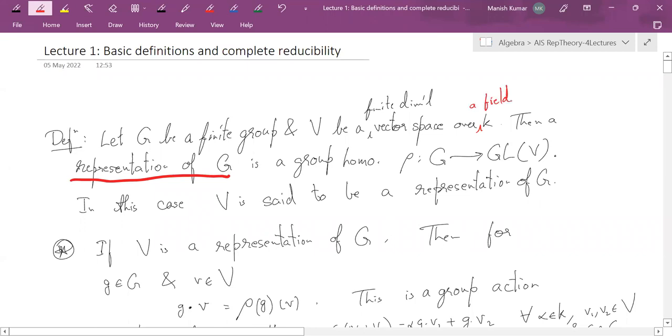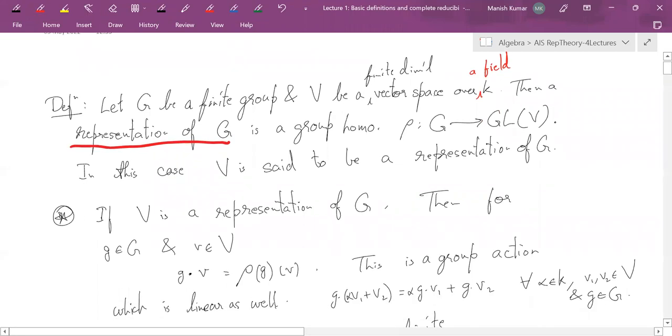Over a field K. Okay, then a representation of G is a group homomorphism. So you can think of it as a group homomorphism from G to GL(V). So what is GL(V)? GL(V) is the set of linear maps from V to itself. Yeah. So I'm assuming you know some group theory and some linear algebra. But if you have some questions about the notation as well, feel free to ask. Yeah, so these are all the linear transformations of the vector space V which are invertible. Yeah, so if V is an n-dimensional vector space, and if you have fixed a basis, then this will be isomorphic to n by n matrices.